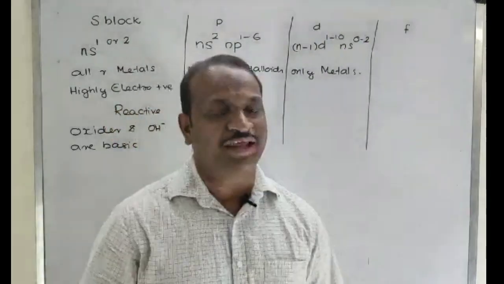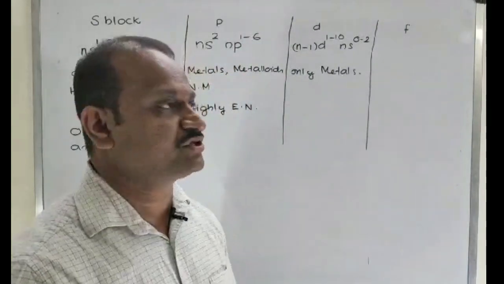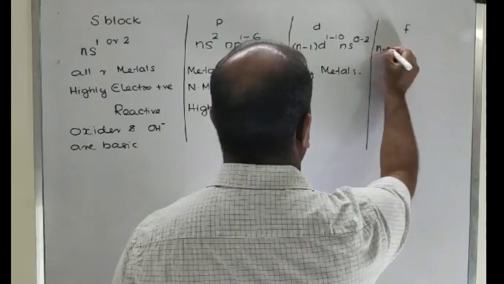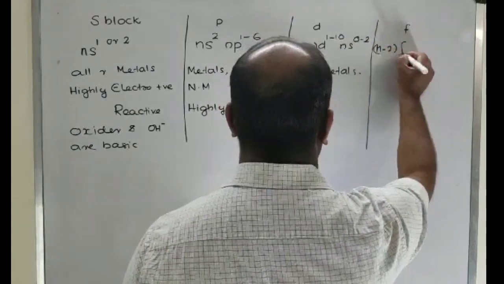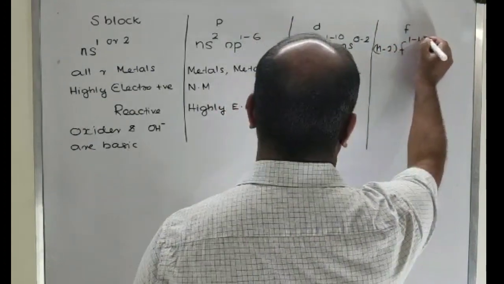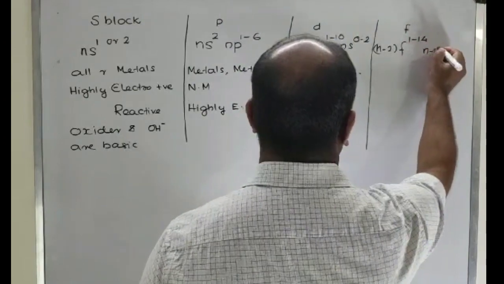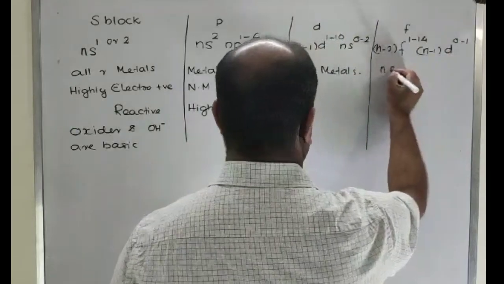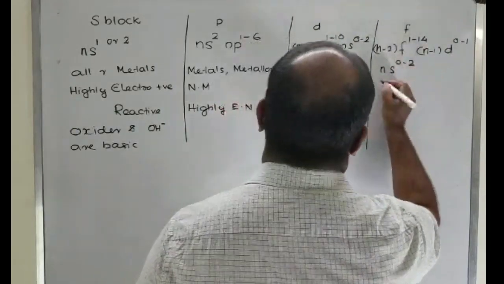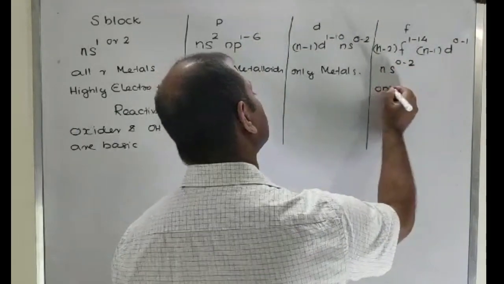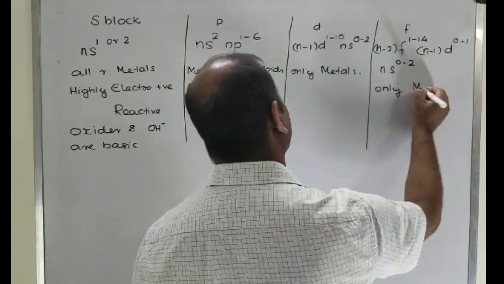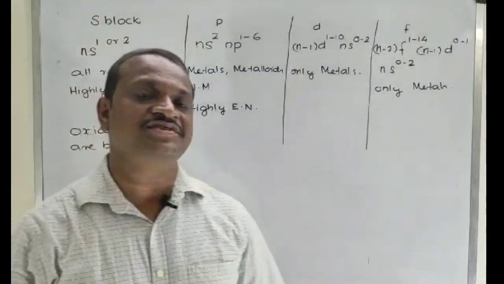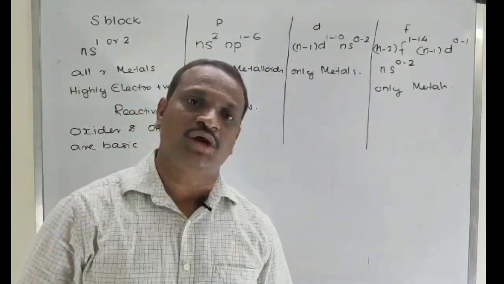So let's write only their general electronic configuration. What is the general electronic configuration of F block? (n-2)f1 to 14 (n-1)d0 to 1 ns0 to 2, and it also consists of only metals. So these are the general properties of S to F blocks.